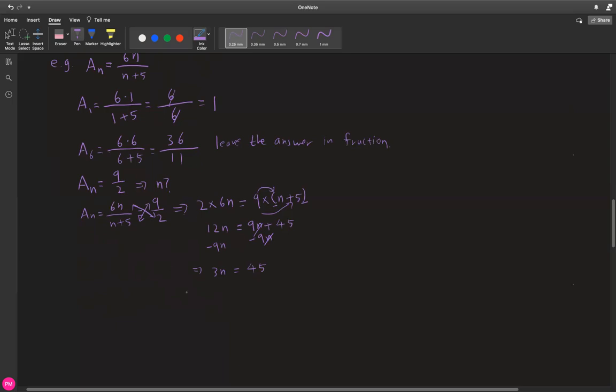So we're almost there. We have 3n that's given as 45, and simply by dividing 3 on each side, you can find that the right-hand side is 15, hence we have n is 15, and that is what you needed to find.